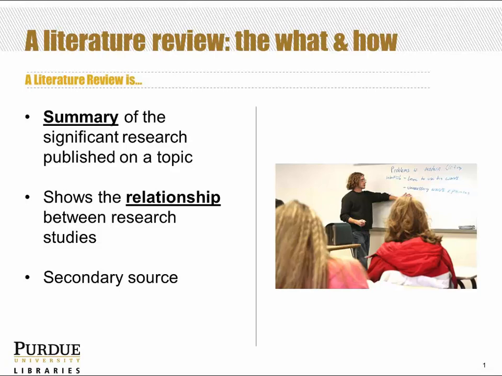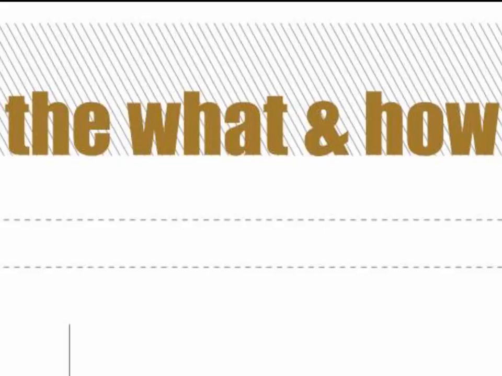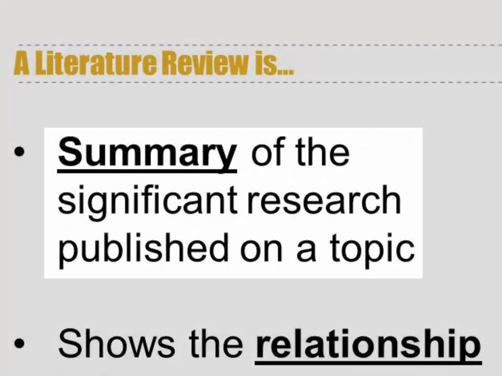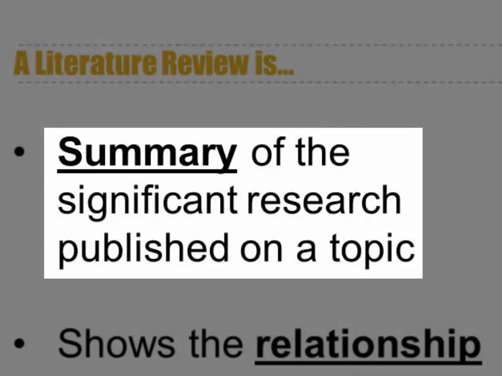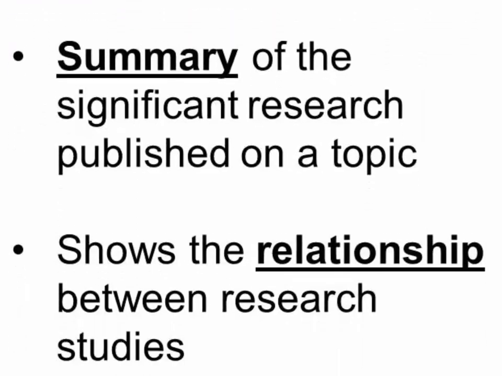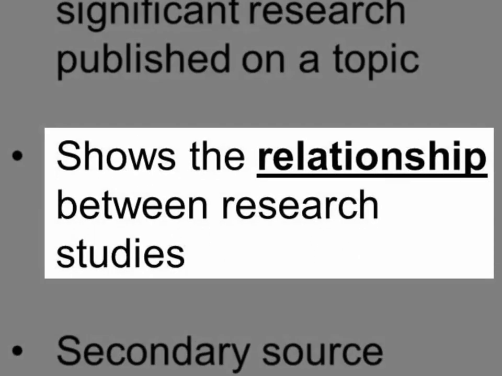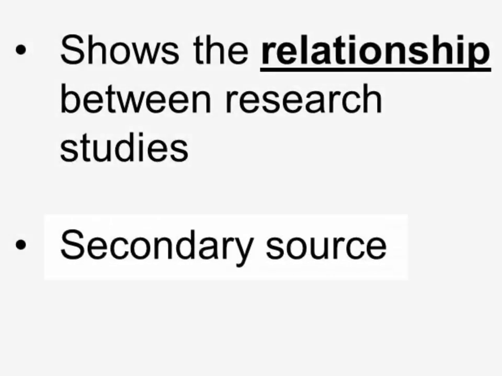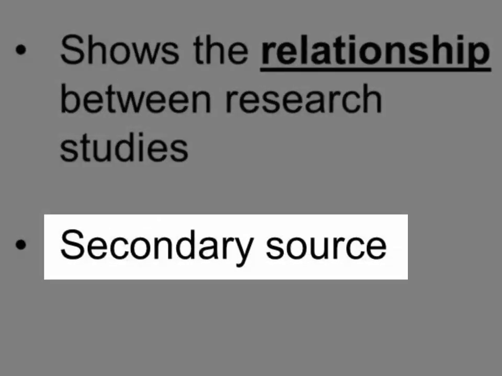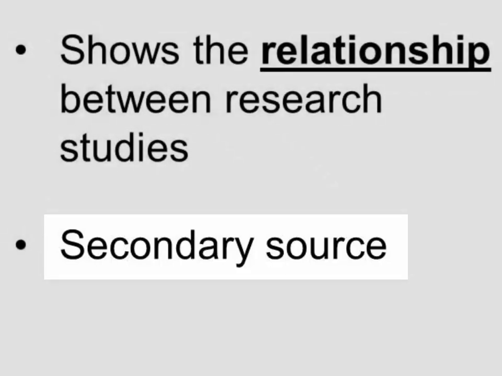So you need to do a lit review. What is a literature review, and how do you do it? A literature review is a summary of the most significant research published on a topic. It shows the relationship between research studies. As such, it is a secondary source, not a primary source.